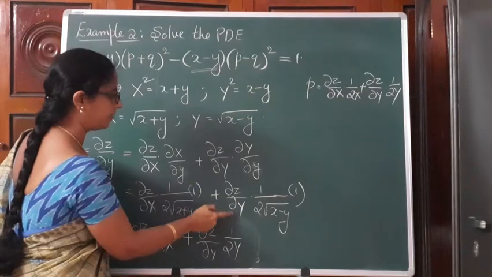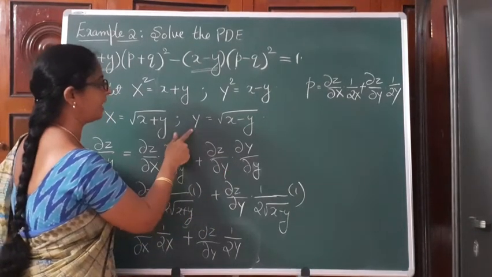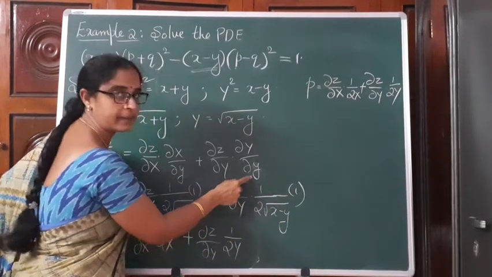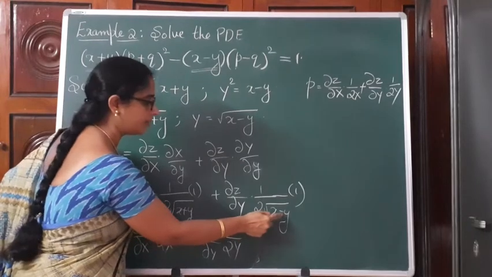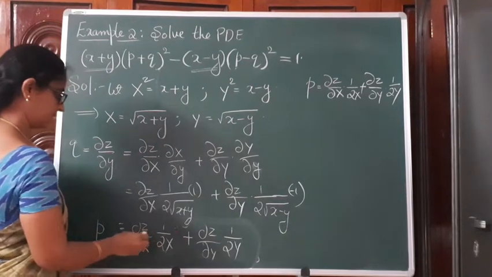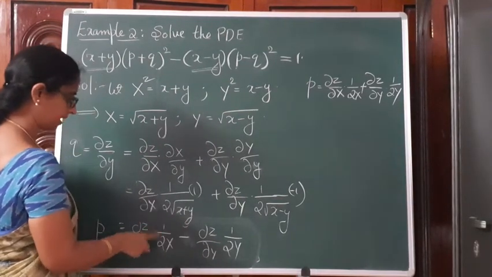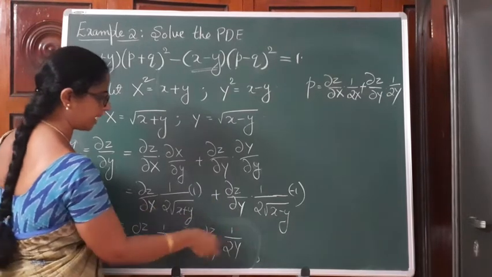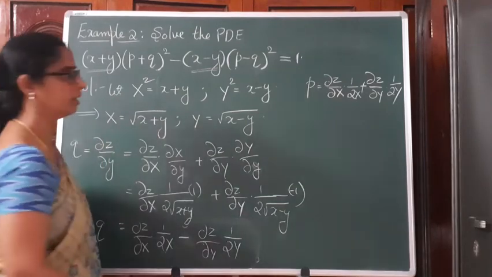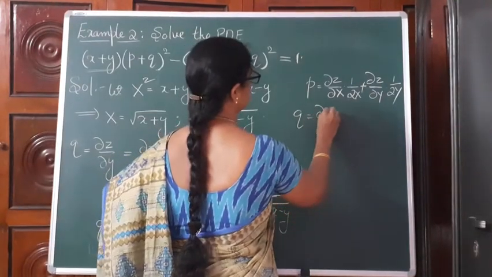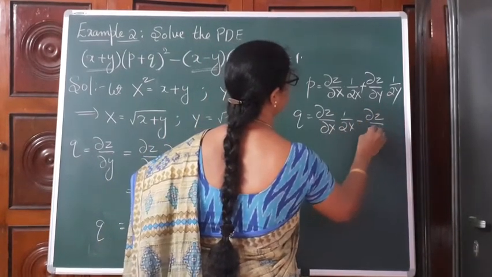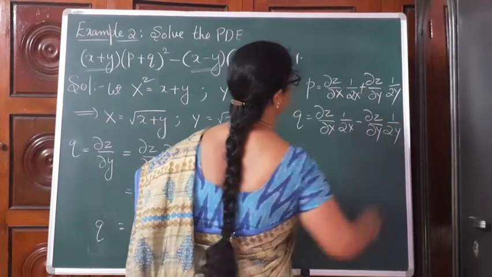Dou z by dou capital Y into dou capital Y by dou y. Dou capital Y by dou y is 1 by 2 root x minus y into the internal derivative with respect to y. Derivative of x is 0 minus derivative of y is 1. So we get minus 1 here. Therefore, Q is dou z by dou capital X into 1 by 2X minus dou z by dou capital Y into 1 by 2Y.